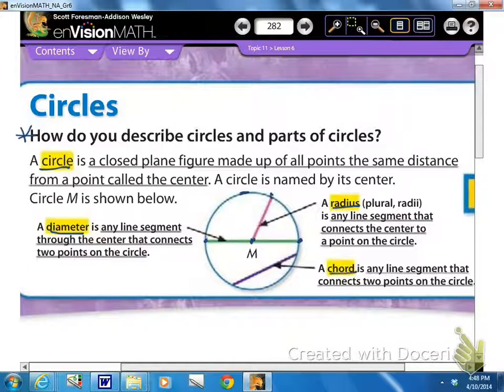Now, what we haven't talked about before is a chord. This is any line segment that connects 2 points on the circle, and it doesn't have to go through the center, like it shows here, and that's called a chord.